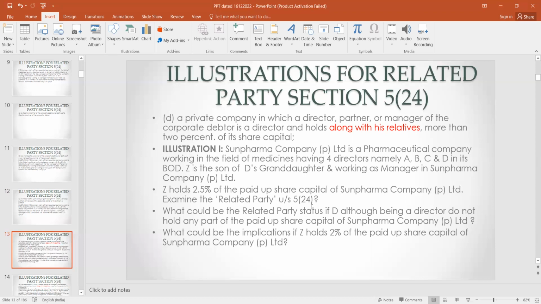Okay, sir. Because this D is a director of this company. So D is a director, and although he does not hold any share capital, even then he will be a related party. I hope now it is clear. Yes, sir. Next. What could be the implication if Z holds 2% of the share capital?